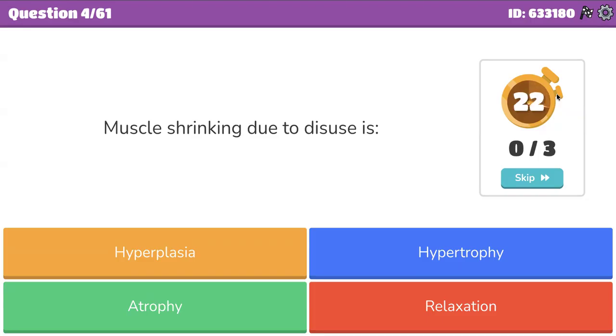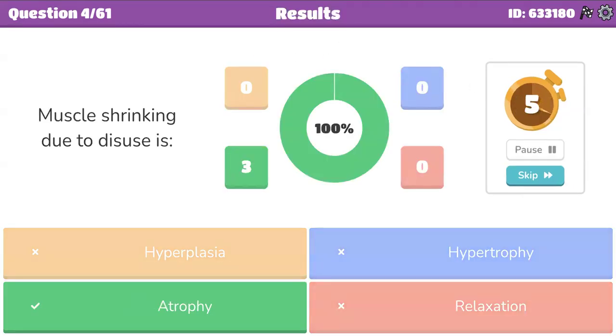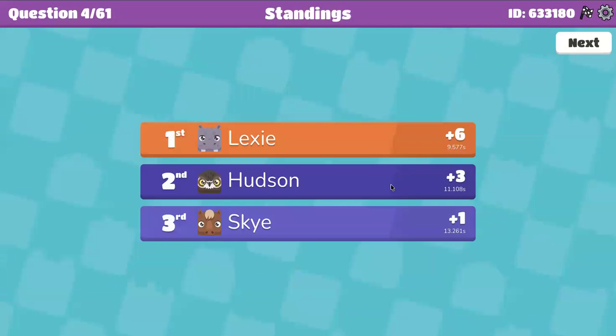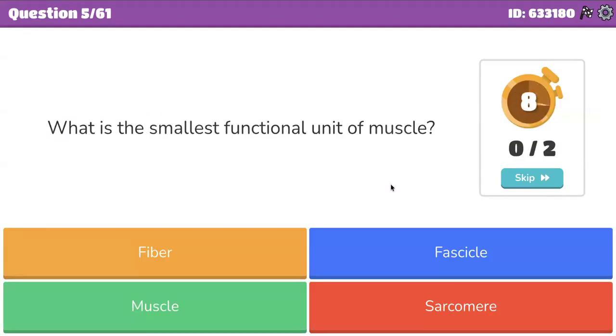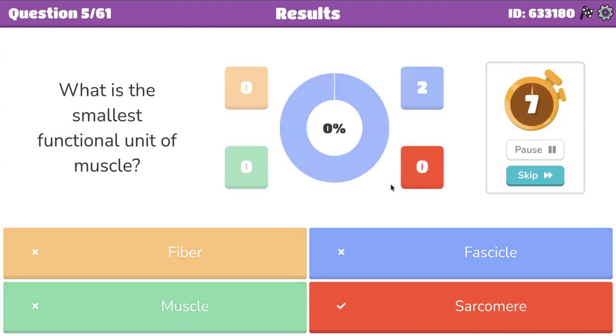Are the people who just joined able to join the Blooket game? I'll put the link in the chat. And then all you do is type in the ID. I'm going to pause this so everyone else can join. Now, the ID is 63310.